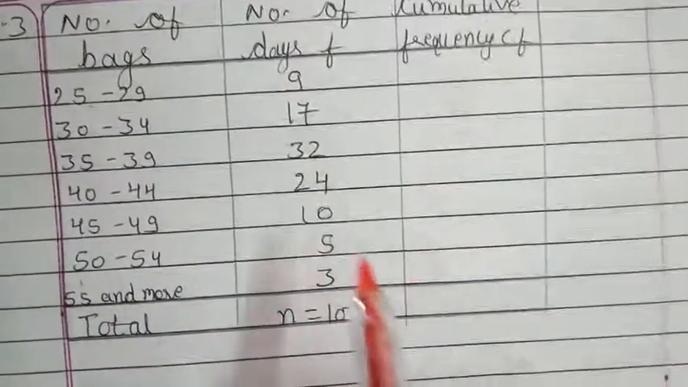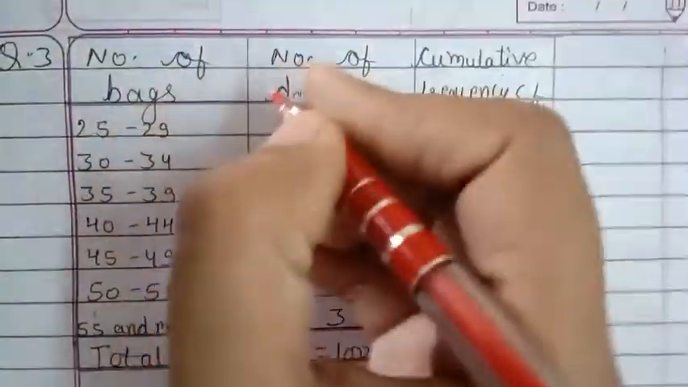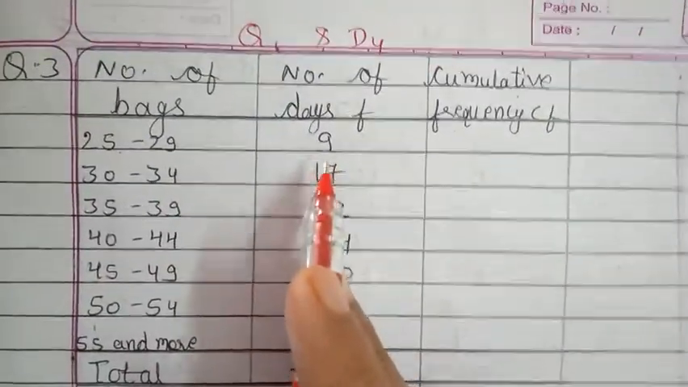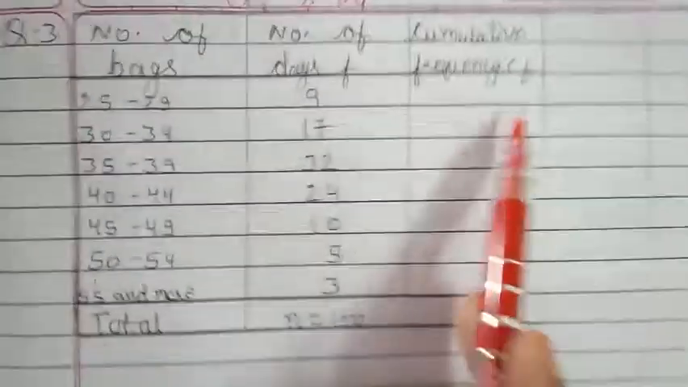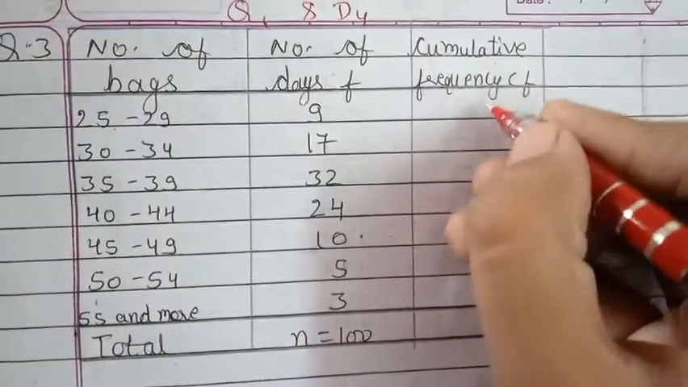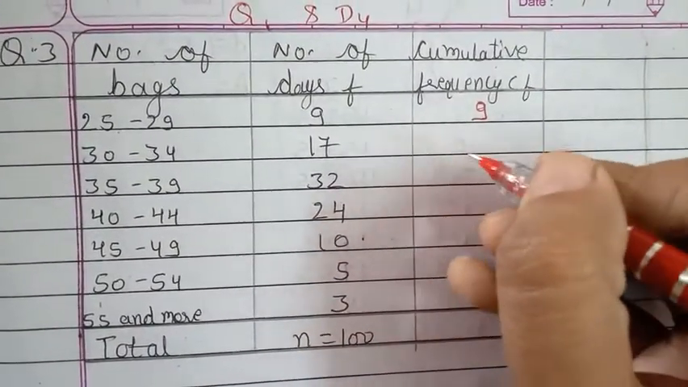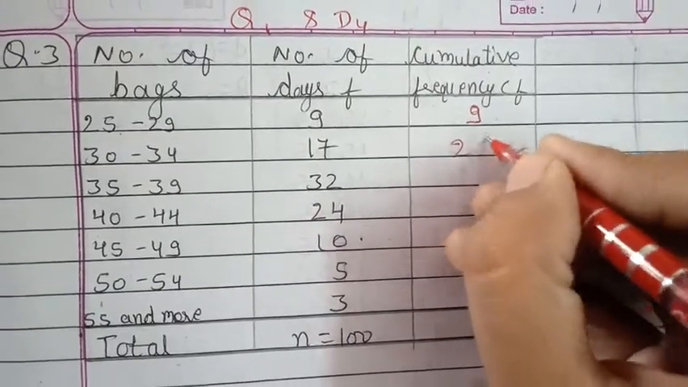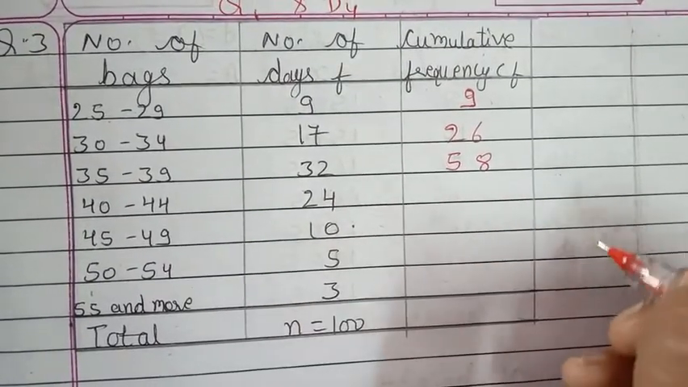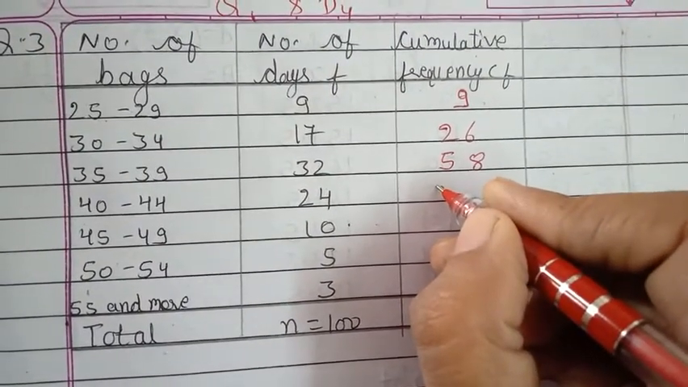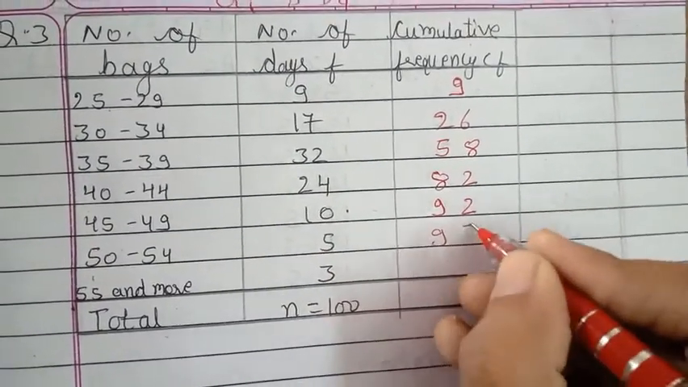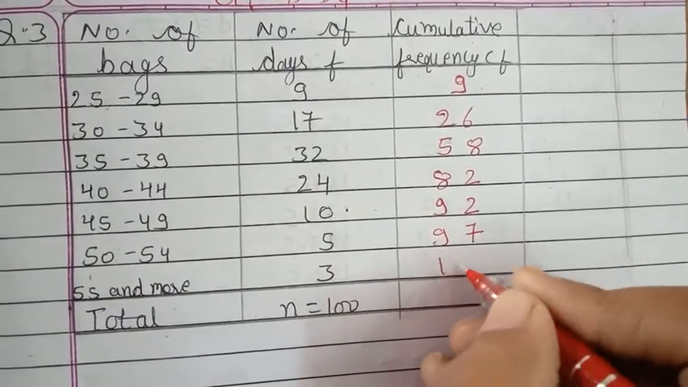And we have to find Q1 and D4 from this. Q1 and D4 we have to find. Now for these positional averages, we need only one thing, that is CF, cumulative frequency. The class is given, and the number of days, that is the frequency, is given to us. So CF we will find: 9, 9 plus 17, 26. 26 plus 32, 58. 58 plus 24, that is equal to 82. 82 plus 10, 92. 92 plus 5, 97, and 97 plus 3, that is 100.